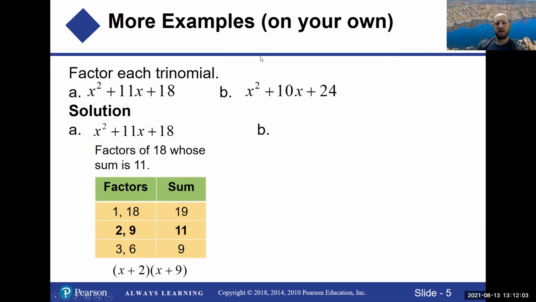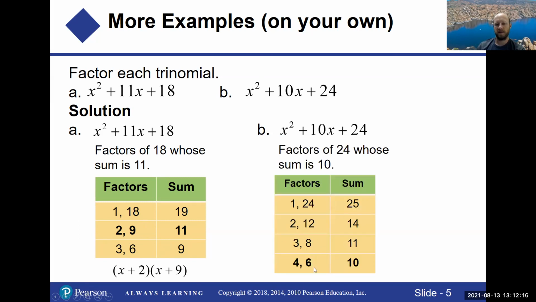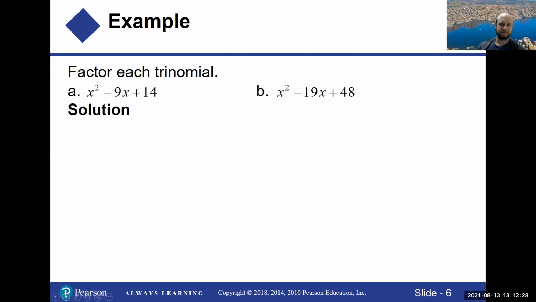Our next trinomial here is x squared plus 10x plus 24. Again, I want factors of 24 whose sum is 10. If you want, you can make a table like they did here. And then we know that 4 plus 6 is equal to 10, and those are going to end up working out for our two factors. x plus 4 times x plus 6 is the answer for that one.